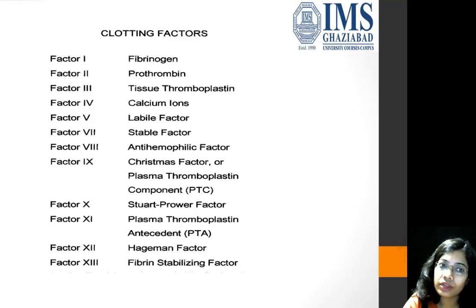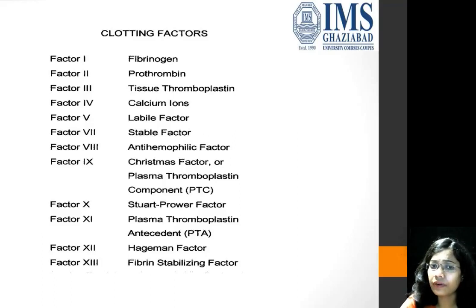Factor 1 is fibrinogen protein, factor 2 is prothrombin, factor 3 is tissue thromboplastin, factor 4 is calcium ions, factor 5 is labile factor, and factor 7 is stable factor. So factor 6 is absent here. Factor 8 is the anti-hemophilic factor, which is an important one. If factor 8 is absent, the person becomes hemophilic, which means it takes a long time to stop the bleeding.